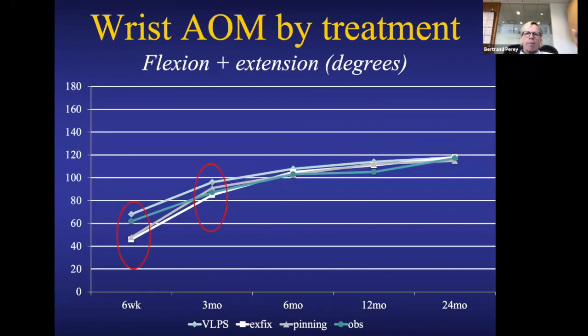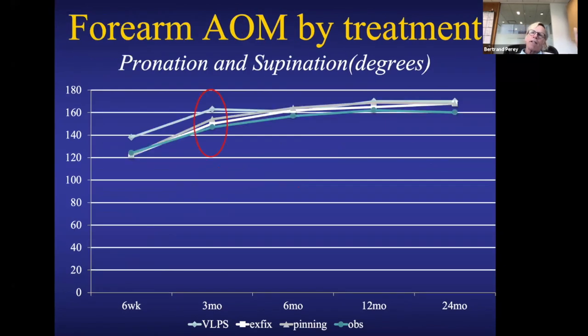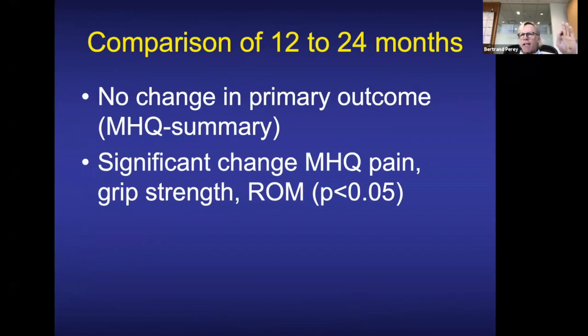Basically, I'm not going to talk about range of motion. I want to get to the point. We looked at all these. If you look at 12 to 24 months, and this is not discussed very much, there was no change in the primary outcome, the Michigan Hand Questionnaire, but all patients had significant improvement in the pain questionnaire and their grip strength and range of motion. Good data to tell your patients that if they're doing okay at 12 months, expect improvement up to 24.